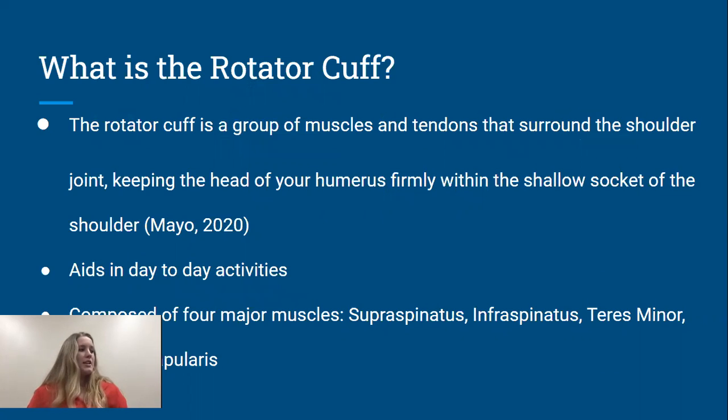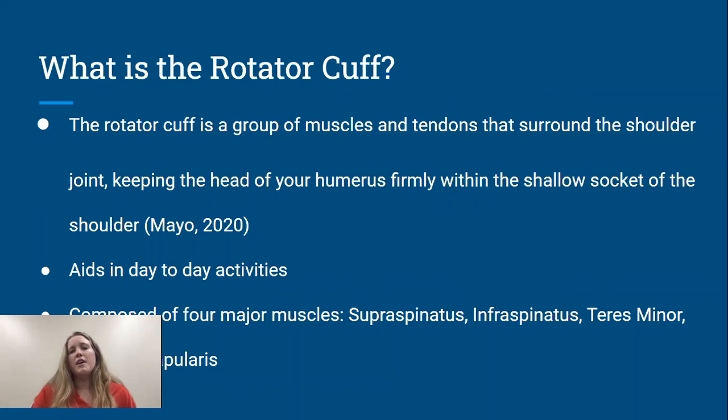The general definition of the rotator cuff is provided by the Mayo Clinic. It states the rotator cuff is a group of muscles and tendons that surround the shoulder joint, keeping the head of the humerus firmly within the shallow socket of the shoulder/glenoid cavity. The rotator cuff is important in aiding you to perform your daily and enjoyable activities, such as reaching for an item on the top shelf, throwing a ball with your friends, or going swimming on a nice summer day.